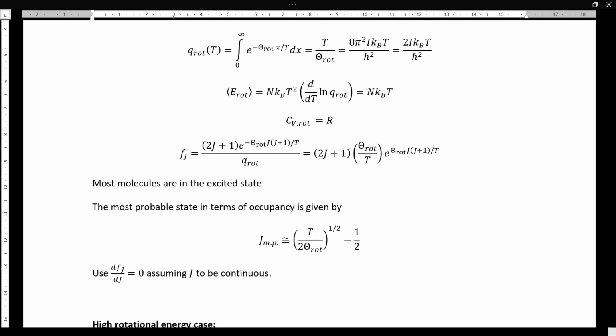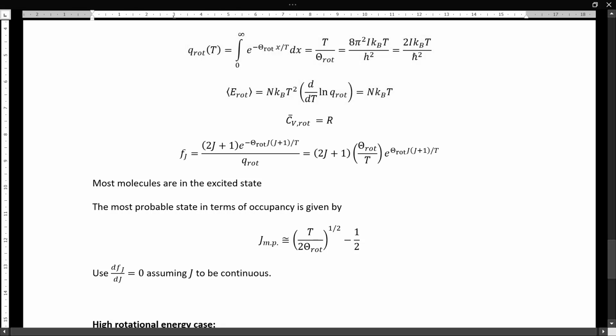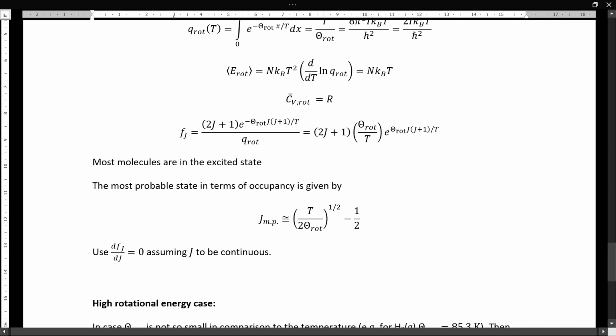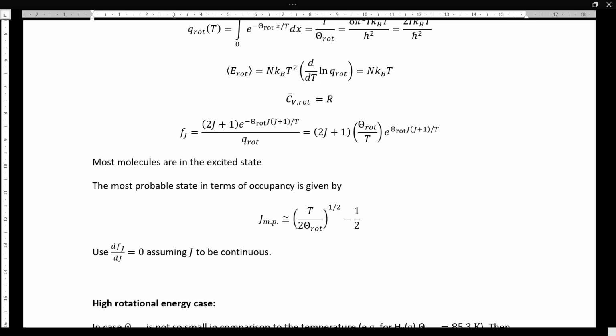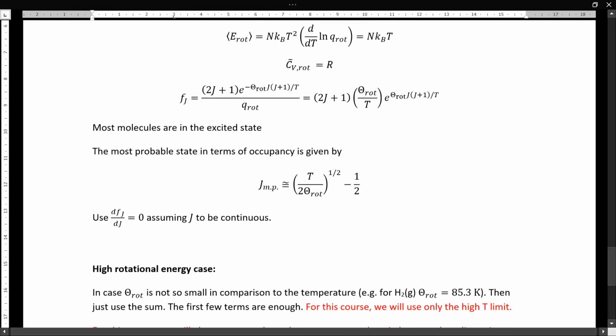So I can actually treat this as a continuous variable, and then do df by dj equal to 0, and I get the most probable j. If I do that, I get j = (T / 2θ_rotational)^(1/2) − 1/2. All right, so I can get the state which is most populous, and if I know that, then I know that the maximum number of transitions are going to happen from that particular state. So I know which is my most intense transition line.